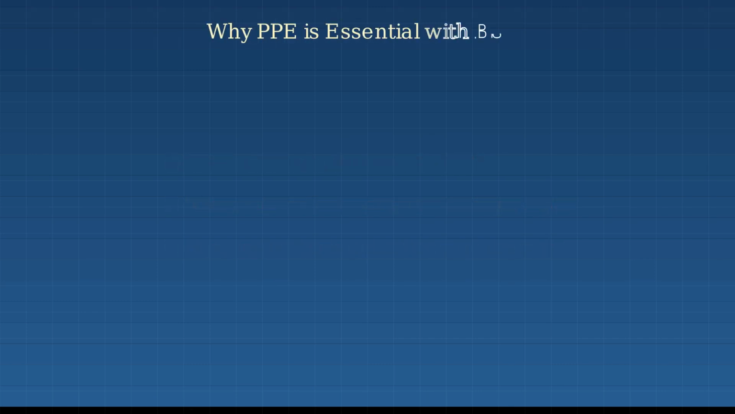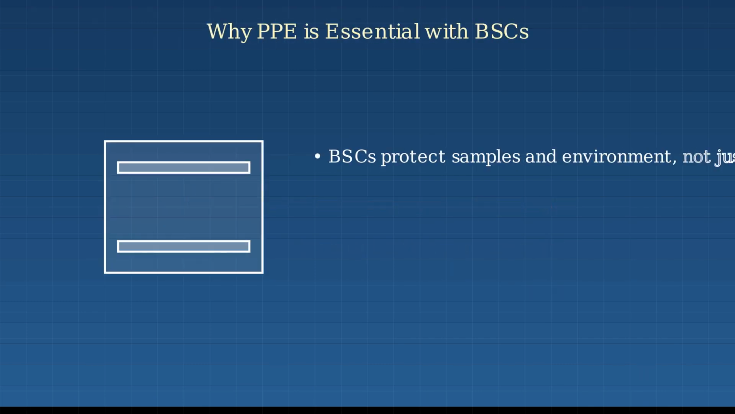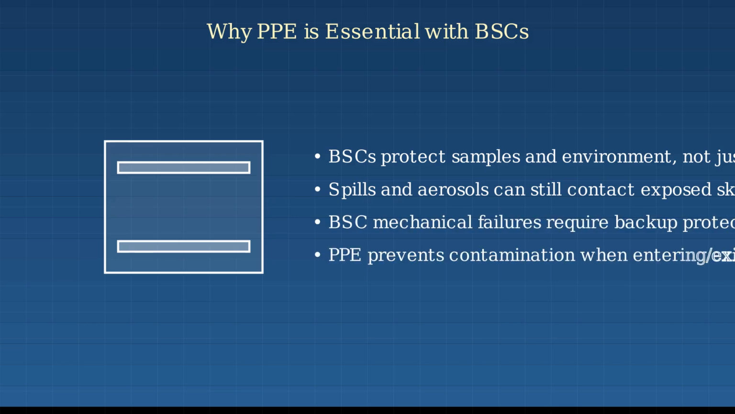PPE remains essential when using biosafety cabinets because BSCs primarily protect samples and the environment, not just personnel. Spills and aerosols can still contact exposed skin during work. If mechanical failures occur, PPE provides a critical backup layer of protection. Additionally, PPE prevents contamination when placing hands and arms into the cabinet or removing them.